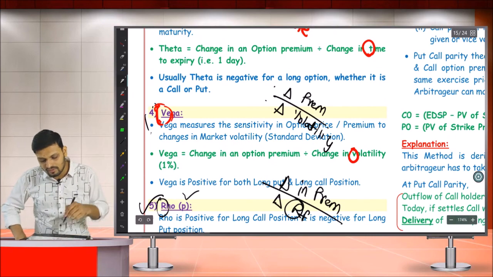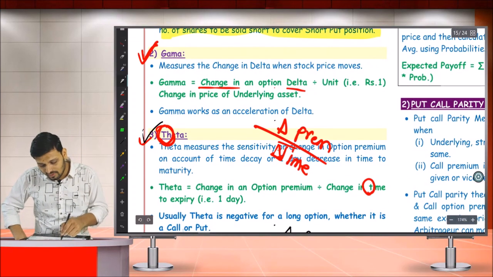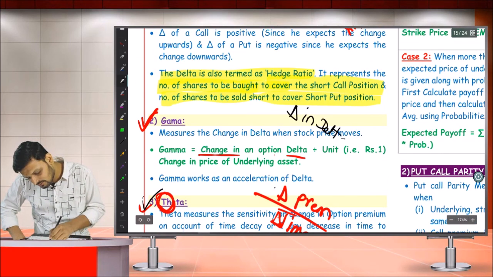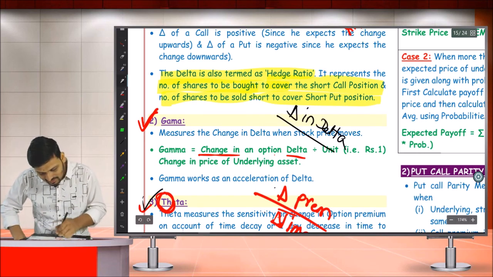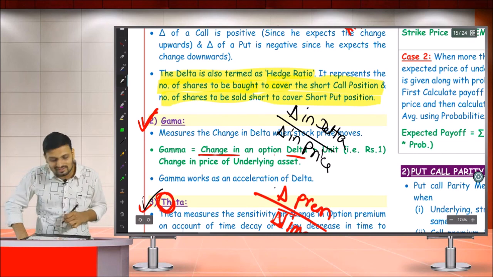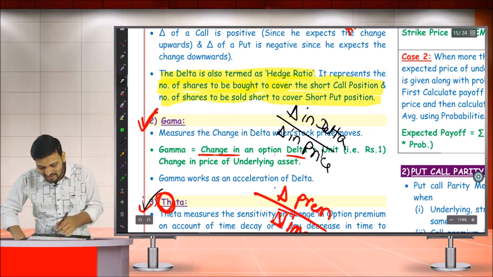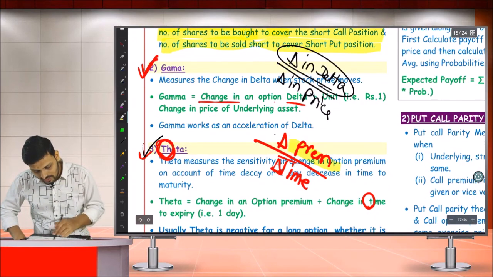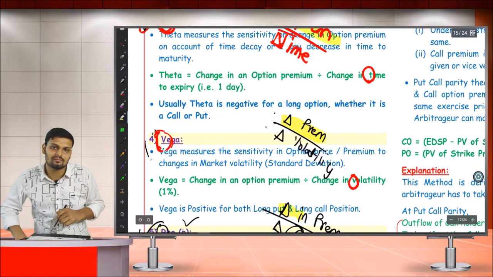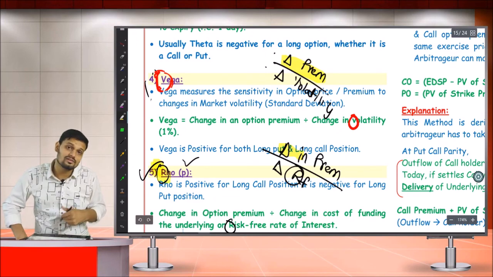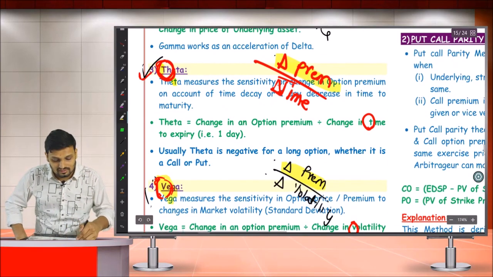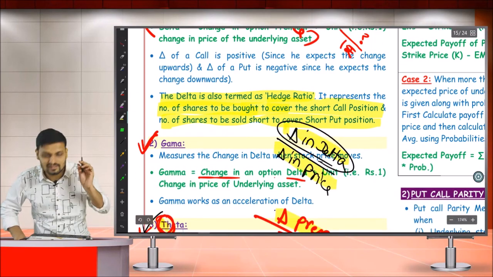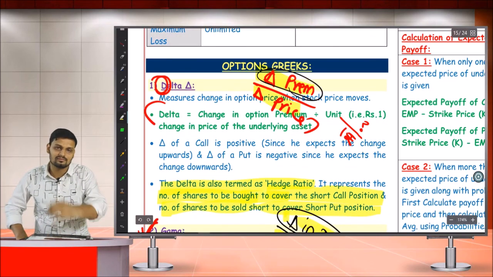Vega means change in premium divided by change in volatility. Theta means change in premium divided by change in time. Gamma means change in delta, not premium, change in delta divided by change in price. So gamma is the only different kind of Greek where we are not taking change in premium in the numerator. In the rest of them we are taking change in premium. And the denominator is very simple: R for risk-free rate of interest, V for volatility, T for time. Here we cannot keep it for 1 and 2. For 2, change in delta divided by change in price. For 1, change in premium divided by change in price.